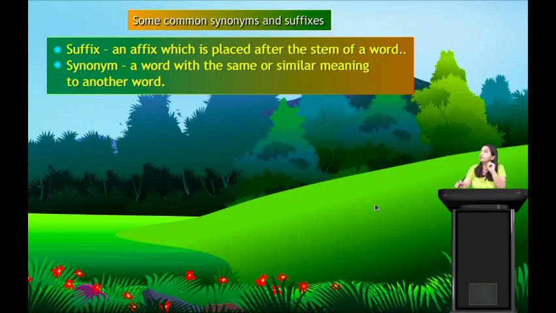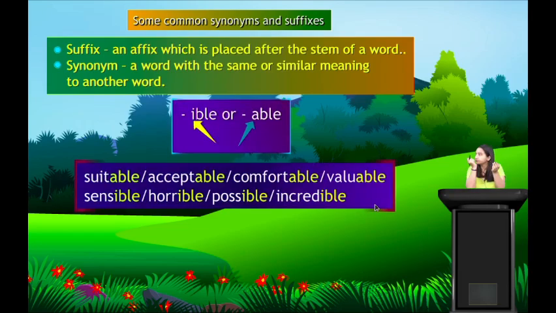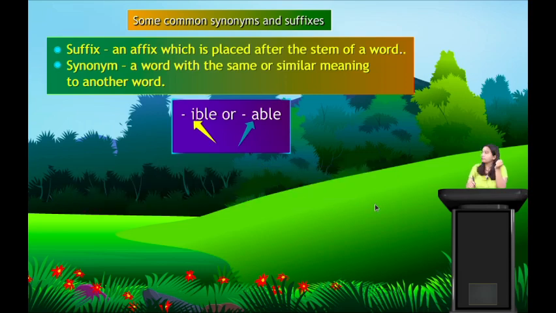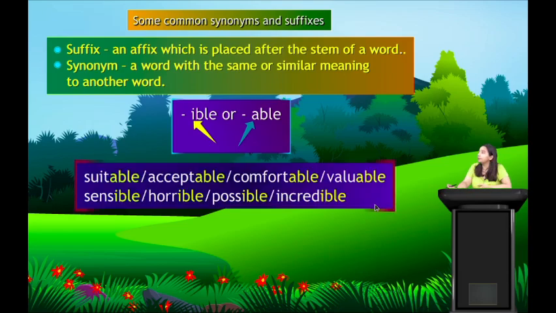A synonym is a word with the same or similar meaning to another word. Able, or ible: acceptable, comfortable, valuable, sensible, horrible, possible, incredible. These are suffixes, placed after the stem of the word.